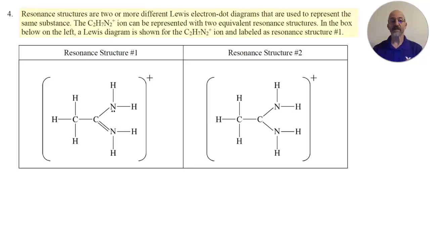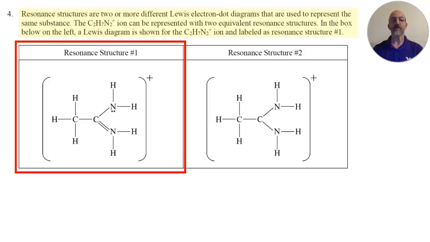It says, resonance structures are 2 or more different Lewis electron dot diagrams that are used to represent the same substance. The C2H7N2+ ion can be represented with 2 equivalent resonance structures. In the box below on the left, a Lewis diagram is shown for the C2H7N2+ ion and labeled as resonance structure number 1.